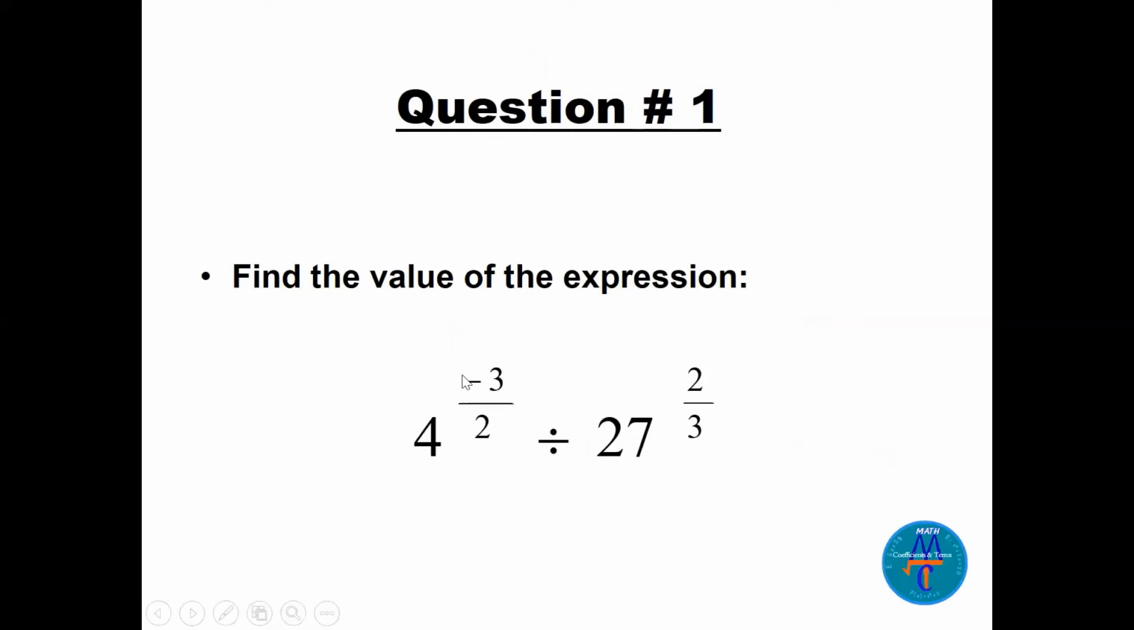This is negative power, this is positive power. But both are fractions, rational numbers. Let's see. 4 to the power minus 3 over 2 divided by this. Let's simplify this, let's simplify this. When you finish, divide the numbers. It's not that difficult. And then you should get one answer, one simple fraction or one number.